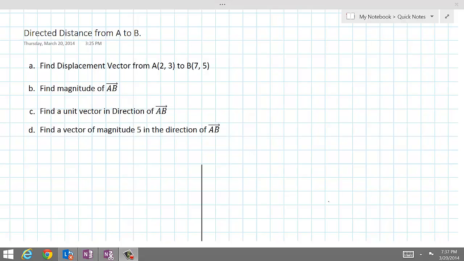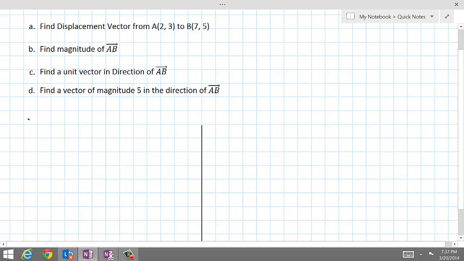In this lesson, we will define and explain directed distance, also known as displacement vector, from point A to another point B. Let's get started and suppose that the coordinates of point A and B are x1, y1 and x2, y2.